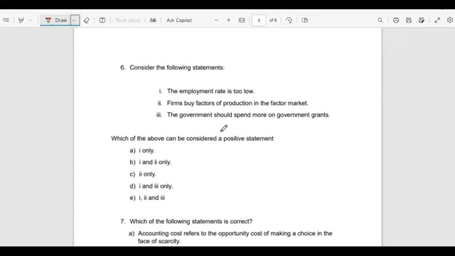Now, number 6, consider the following statements, which can be considered a positive statement. I told you, positive statement can be tested. It can be tested, okay? A normative statement can't be tested. It's an opinion, but it's a positive statement. Employment rate is too low. That can be tested, so that's correct. You can go out and see how many people got jobs, how many don't.